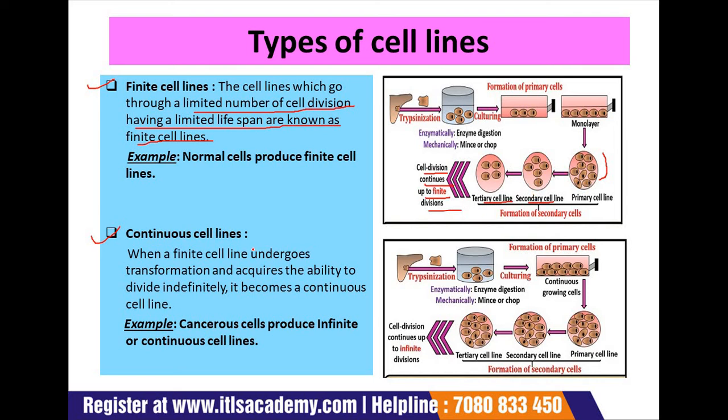As we discuss the continuous cell line, when a finite cell line undergoes transformation and acquires the ability to divide indefinitely, it becomes a continuous cell line. Cell cultures prepared in this way can be subcultured and grown, and are identified as permanent cell lines. These cells are less adherent.